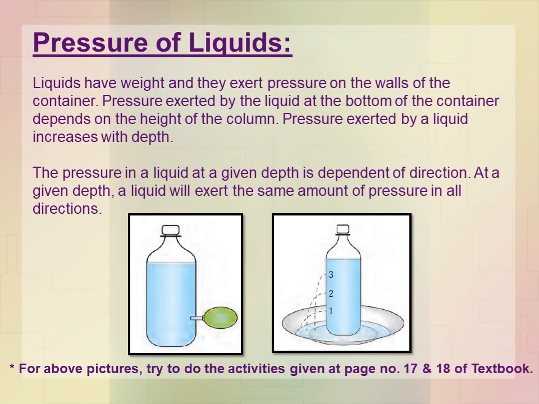Pressure of liquid. Liquids have weight and they exert pressure on the walls of the container. Pressure exerted by the liquid at the bottom of the container depends on the height of the column. Pressure exerted by the liquid increases with depth. The pressure in a liquid at a given depth is independent of direction. At a given depth, a liquid will exert the same amount of pressure in all directions.